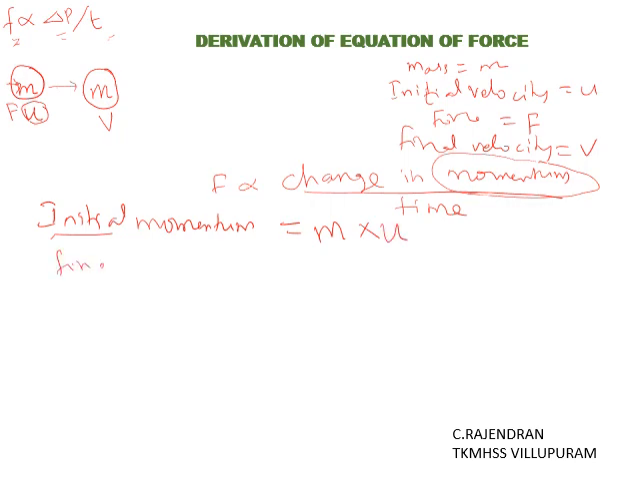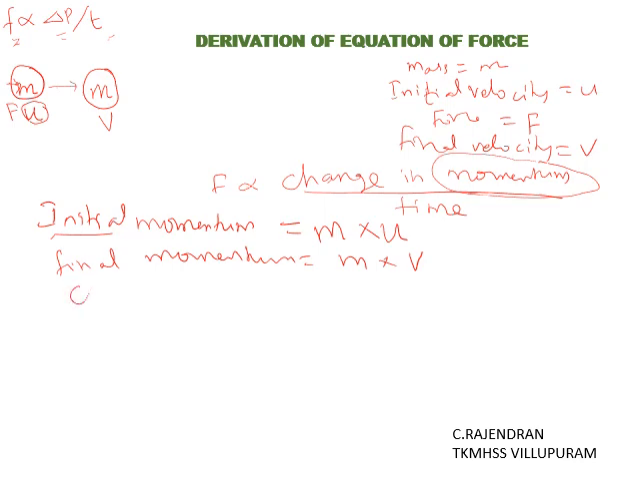Then final momentum equal to the mass remains the same. And what is the velocity? V. Very good, mv. So this is initial momentum mu and this is final momentum mv. But you have to find the change in the momentum.